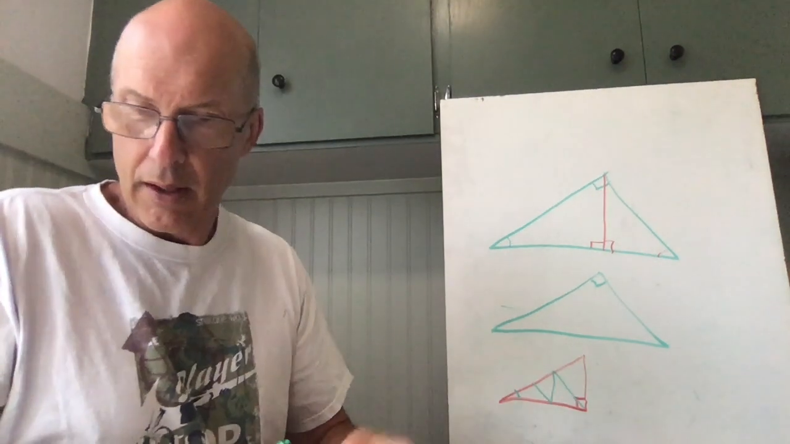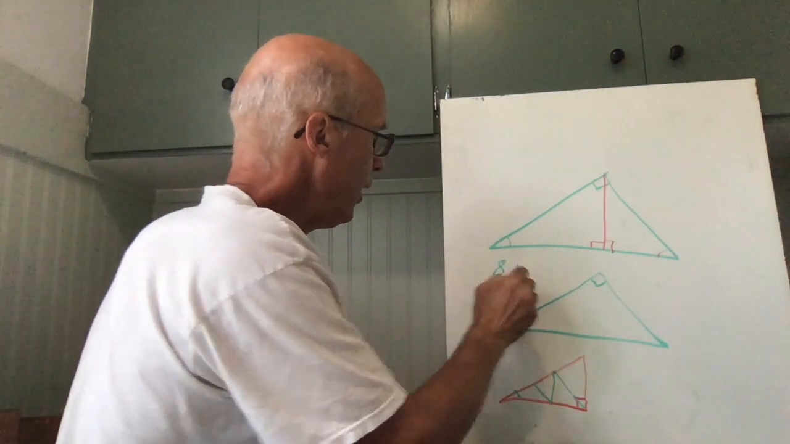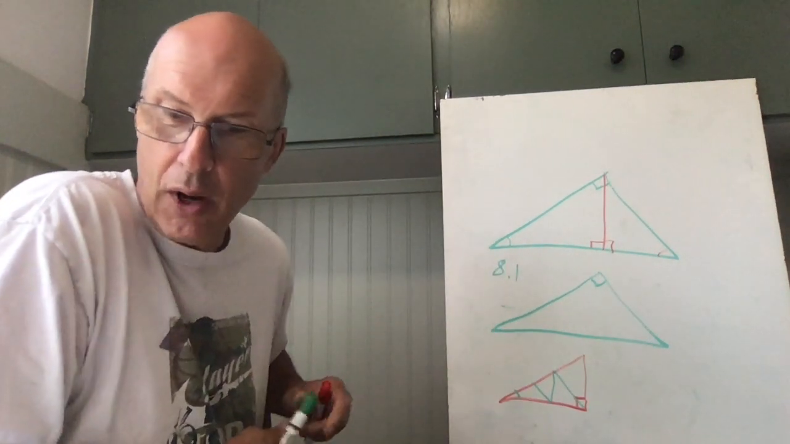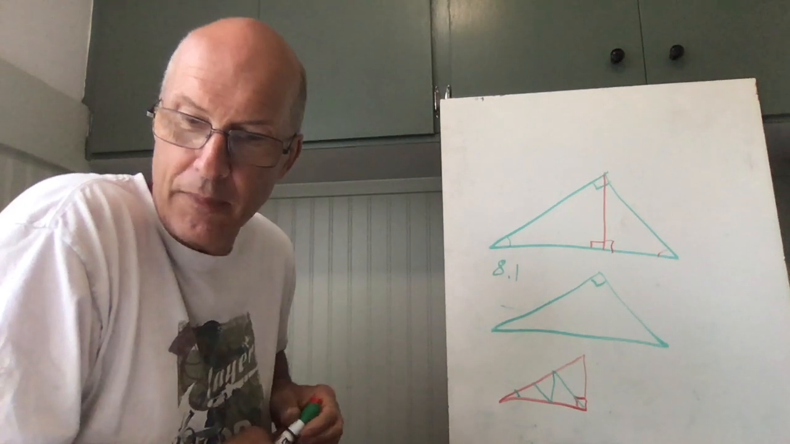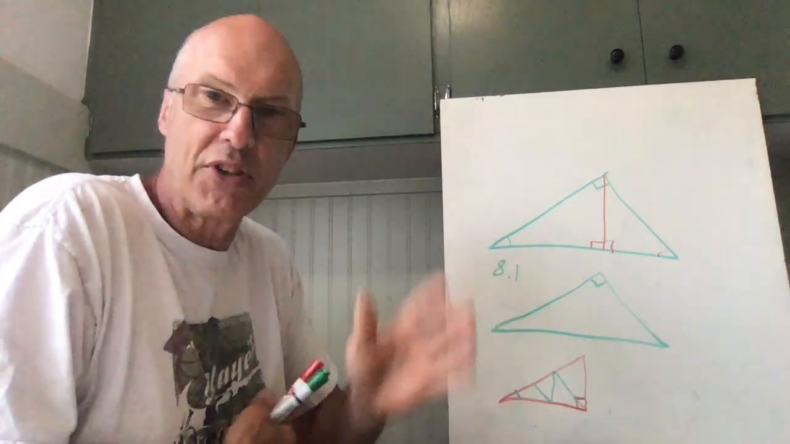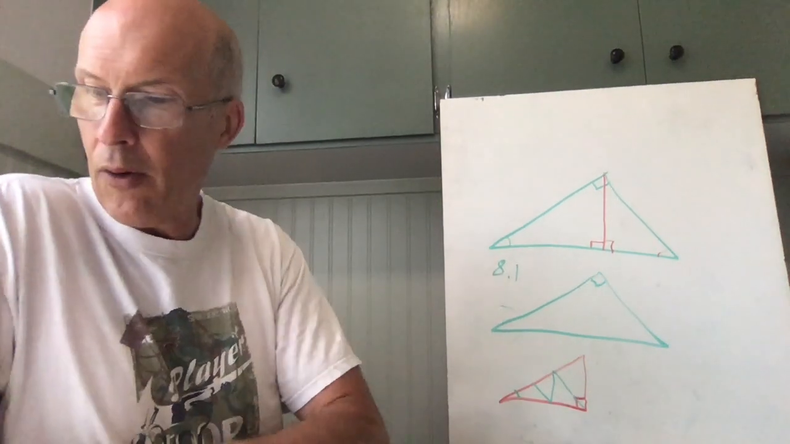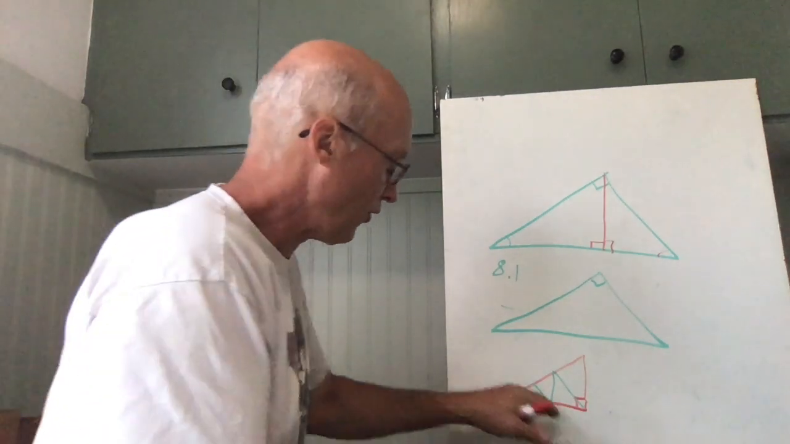Okay. So that's theorem 8.1. 8.1 says an altitude drawn to the hypotenuse of a right triangle splits the triangle into two similar triangles that are similar to each other and similar to the original one. Now, let's get to the geometric mean and how this works all out.